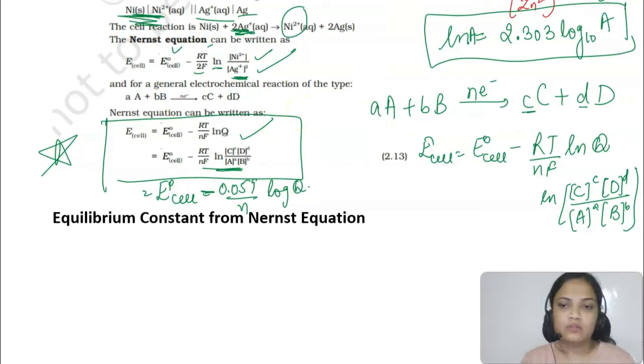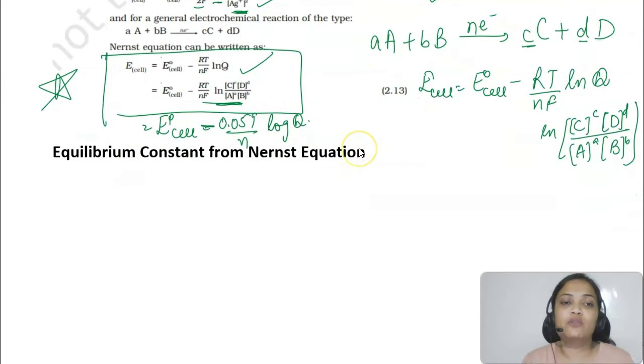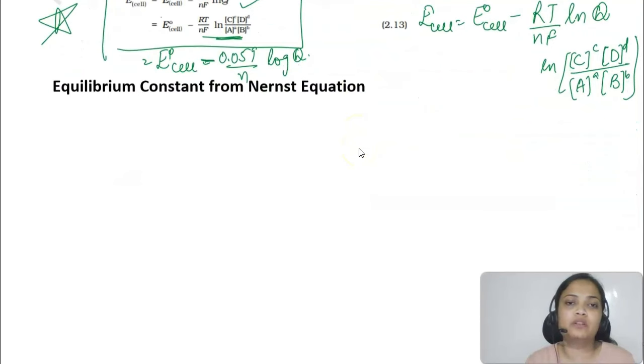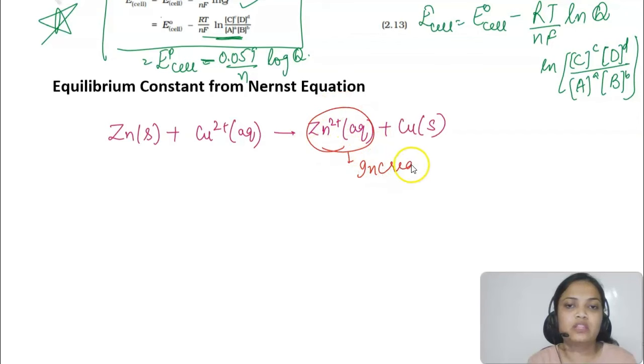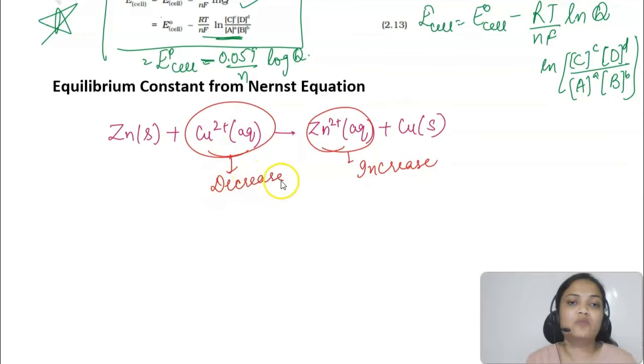So students, now we will be discussing the equilibrium constant from the Nernst equation. How can we calculate the equilibrium constant from the Nernst equation? So if I see the reaction that we have been discussing till now, zinc plus copper 2 positive gives zinc 2 positive and copper. In this case, as time passes, what happens? The concentration of zinc 2 plus ions is going to increase with time, and the concentration of copper 2 plus ions is going to decrease, and the voltmeter reading also will be decreasing with time.